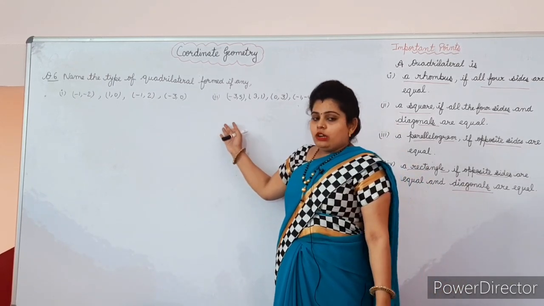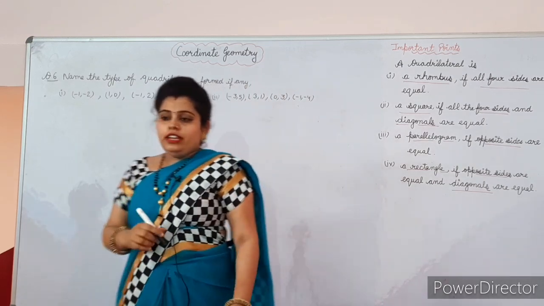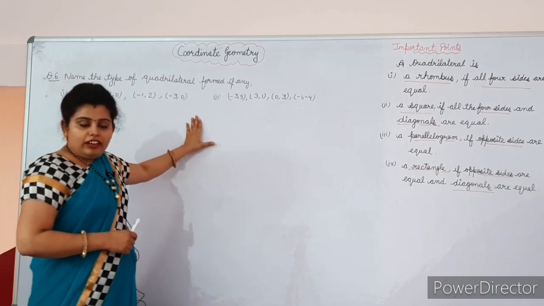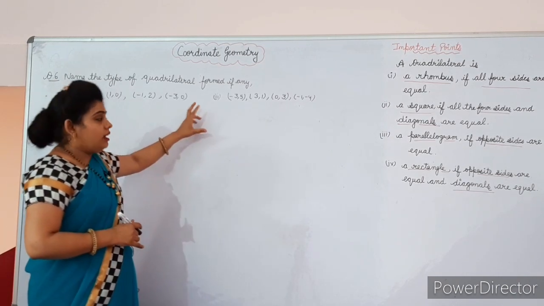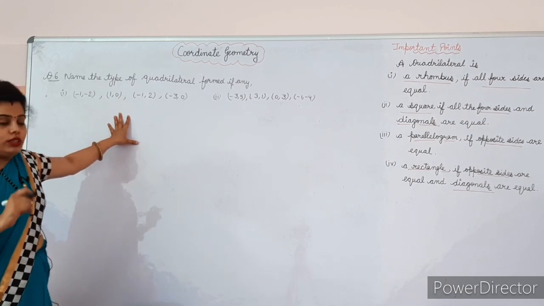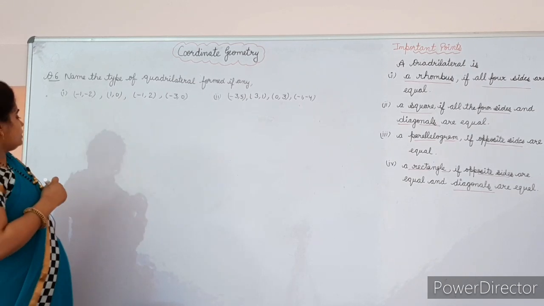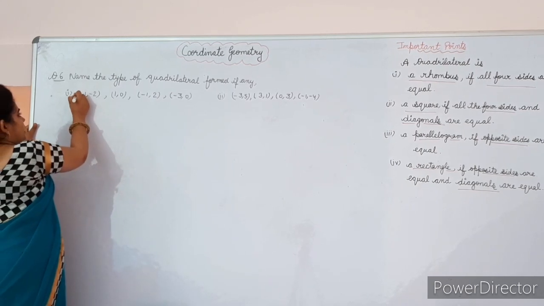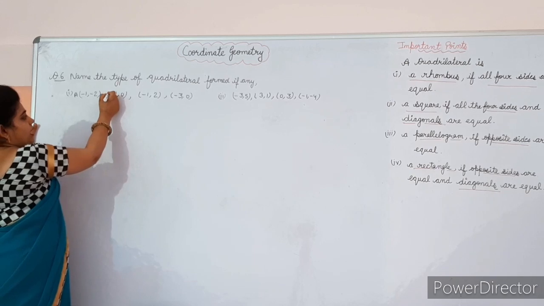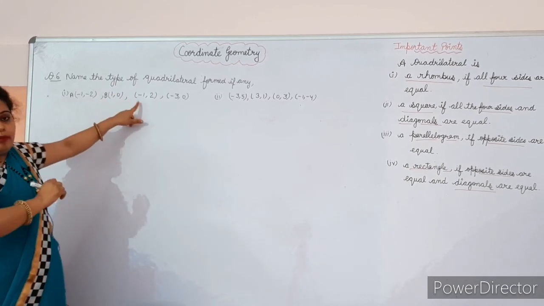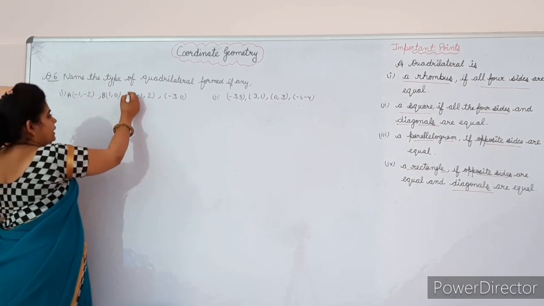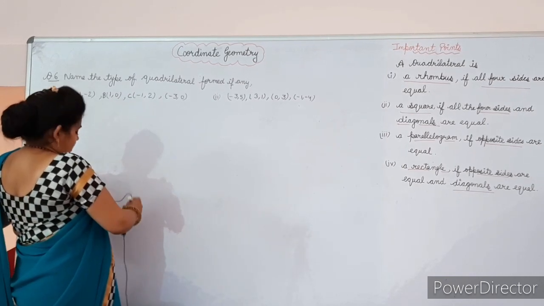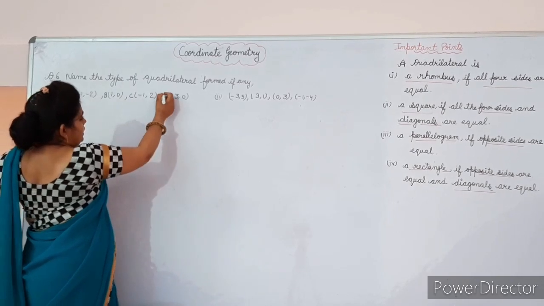First of all, see question number 6. What is given in question number 6? Name the type of quadrilateral. We have to name the type of quadrilateral that is formed by these coordinates. There are 4 coordinates. In first part, minus 1 minus 2, let it be point A. 1 0, let it be point B. Minus 1 2, let it be point C. After it, minus 3 0, let it be point D.